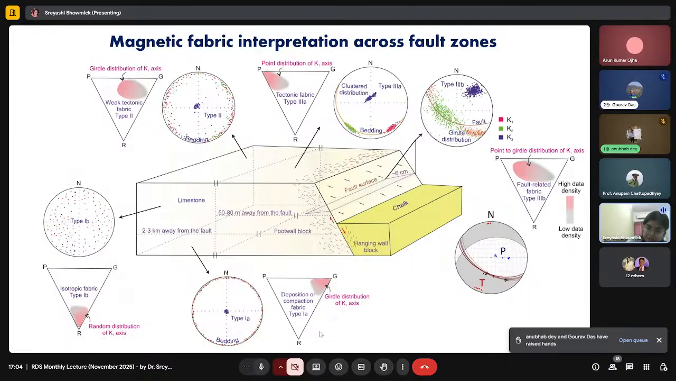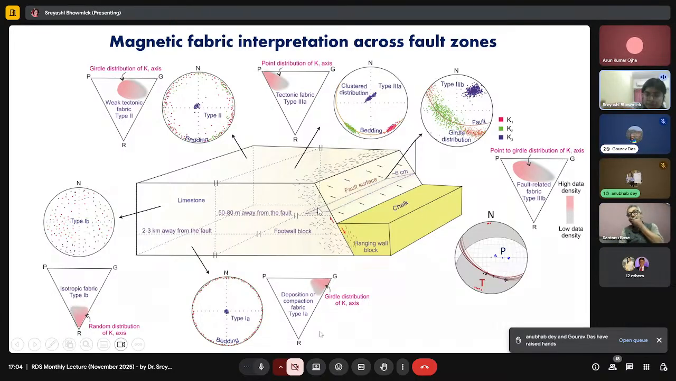Now, as we move away from the fault zone, we can encounter different types of fabric depending upon the strain field. For example, if we are away from the fault zone and the rock has suffered the tectonic strain field, then we can get this kind of distribution. We can find undeformed rocks also. In such cases, we will get an isotropic distribution of the AMS fabric. And in some cases, we can see the preservation of the primary fabric, which is this case.